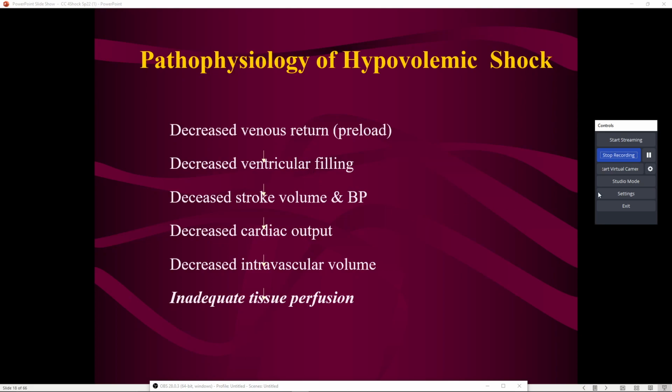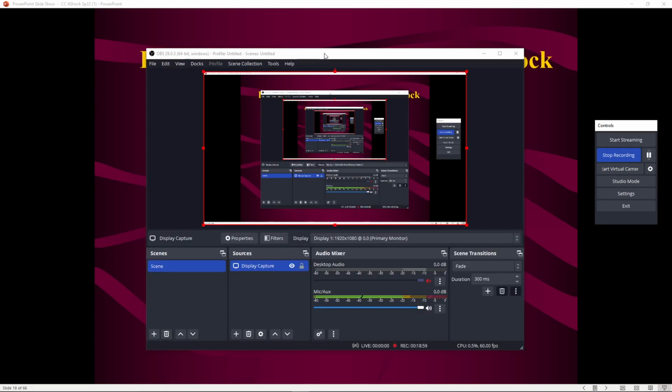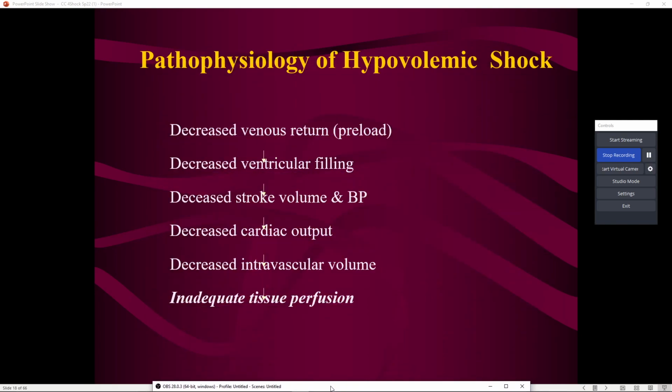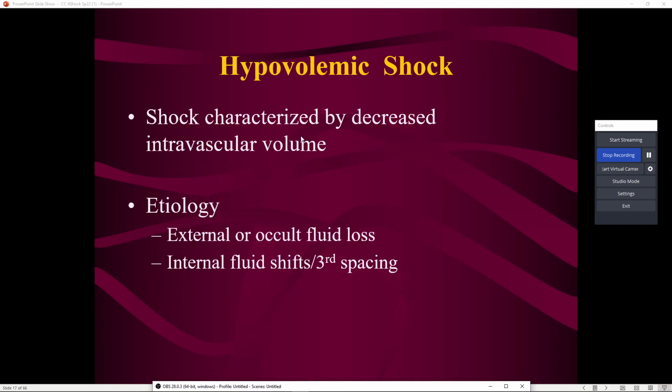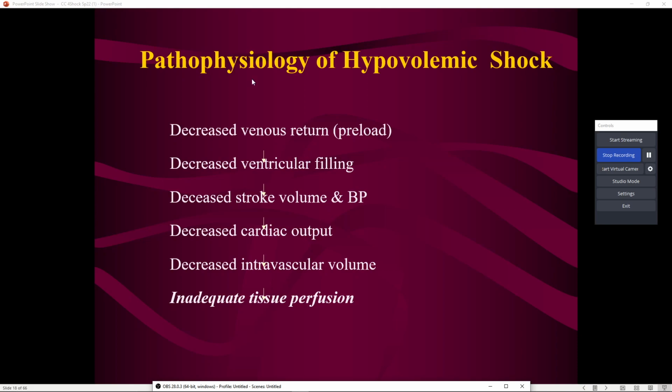Pathophysiology of hypovolemic shock. We're going to talk about this a little bit more. Sorry about that, had a little hiccup there. Anyway, things you want to consider here: we're talking about either blood loss, fluid loss and dehydration, or fluid loss in the third space.